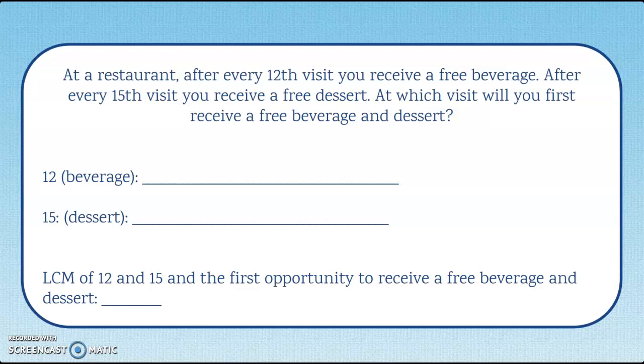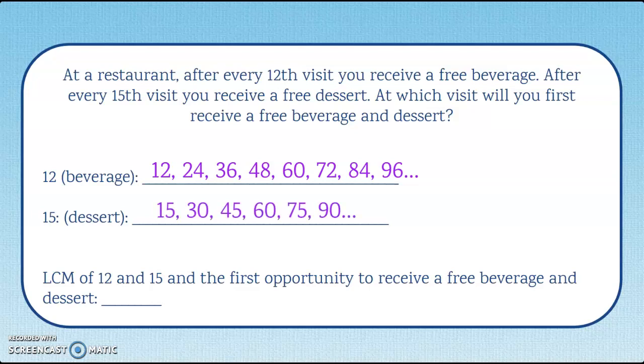To find this answer, we need to find the multiples of 12 and the multiples of 15. The multiples of 12 are 12, 24, 36, 48, 60, 72, 84, 96, and so on. The multiples of 15 are 15, 30, 45, 60, 75, 90, and so on.